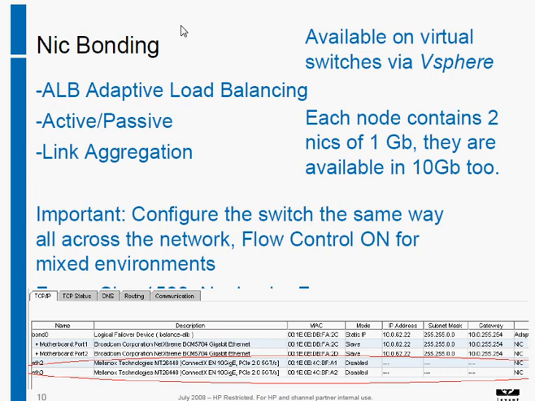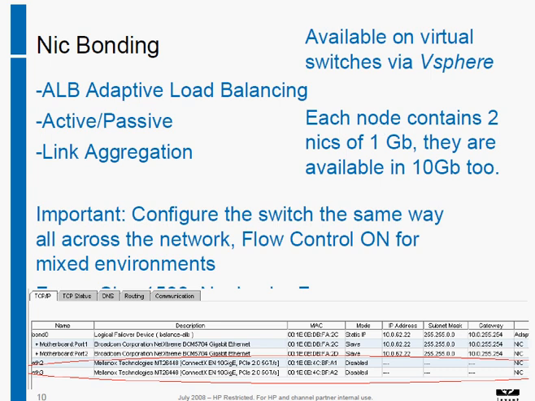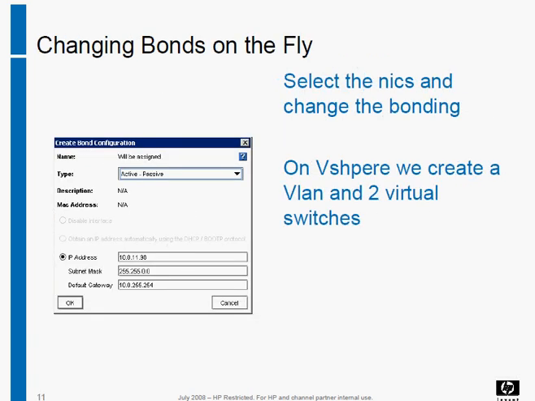Also, via Vsphere we can use what are called virtual switches, which are going to give us the exact same functionality, and we're going to be able to do the same kind of bondings. These three types of bondings that we have here, we can do via Vsphere with a virtual switch. Now, changing bonds on the fly is really simple. It just requires a couple of clicks.